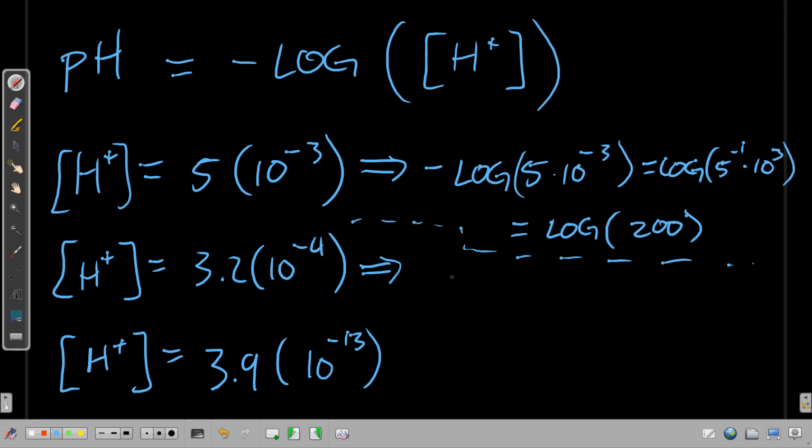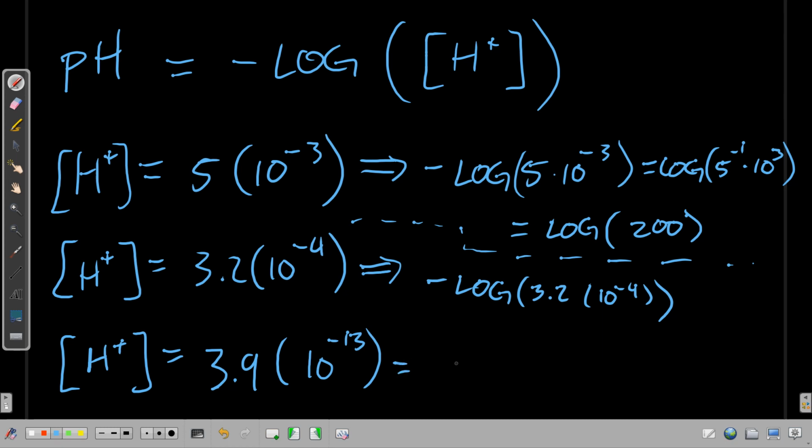And for the tomato juice, you'd have the log of 10,000 over 3.2, or however you want to type it in. If you want to type in minus log 3.2 times 10 to the negative 4, be my guest. It's not going to make a difference. They're all the same. I think my way just has fewer buttons to press.